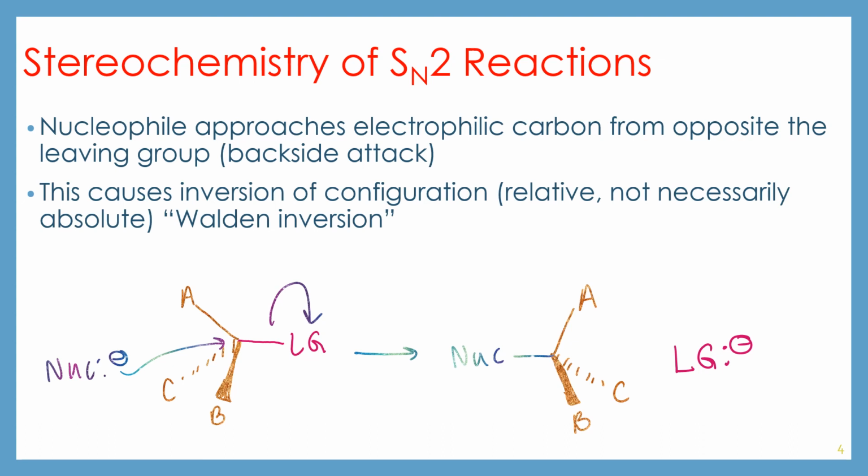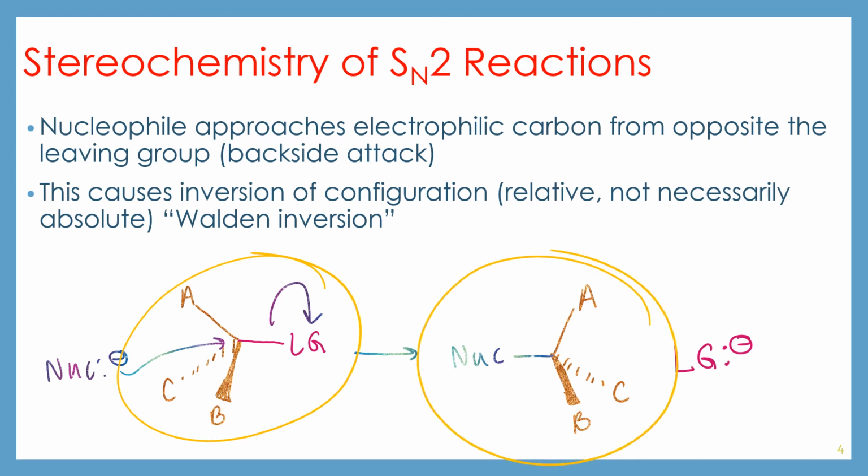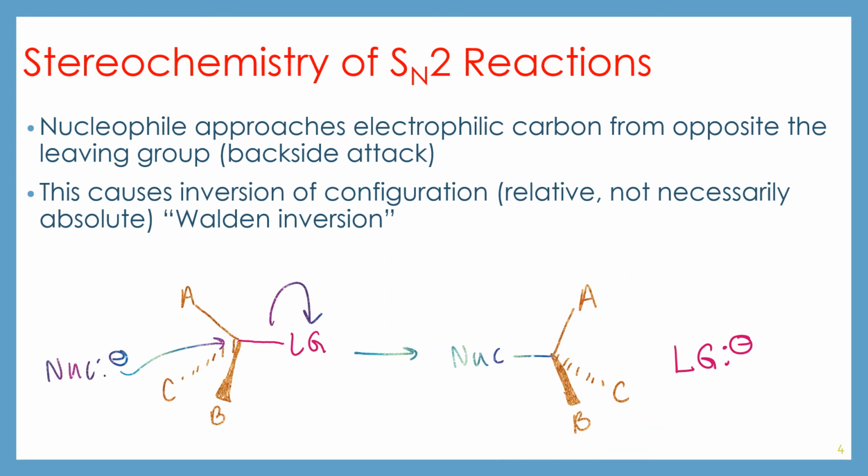Now, please note that it does say that this is not necessarily an inversion of the absolute stereochemistry. So depending on the relative priorities of A, B, and C, and then also the nucleophile and the leaving group, you could go from an R compound to an R compound, even though the relative stereochemistry has been changed. The absolute designation might stay the same, depending on the overall priorities.